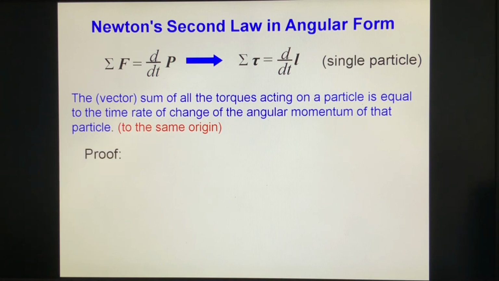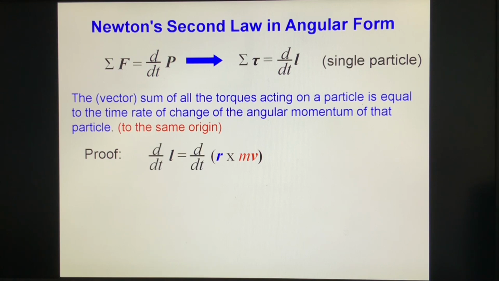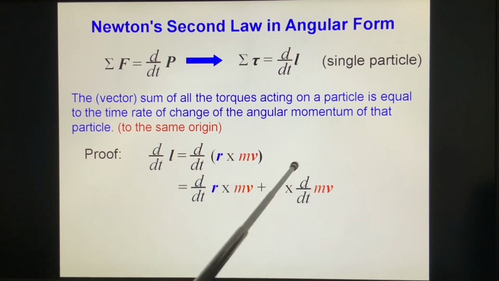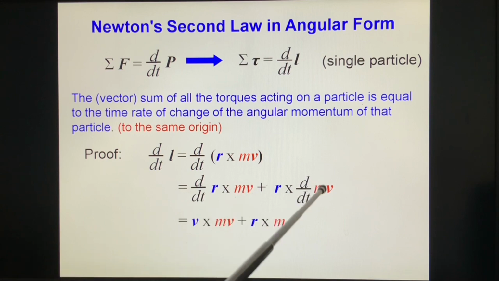Let me prove it. By definition, the angular momentum L equals r cross mv. We take the derivative with respect to time t on both sides. This is a product of two terms, so we differentiate the first term times the second, and then the second term times the first. dr/dt is v, so we get v cross mv. And m is constant, so take it out. dv/dt is a, so this is m a. And we know v cross v is 0 because the angle is 0, and sine 0 is 0.